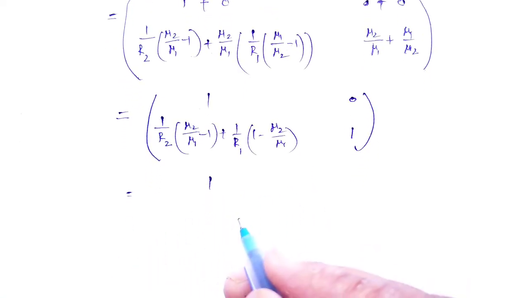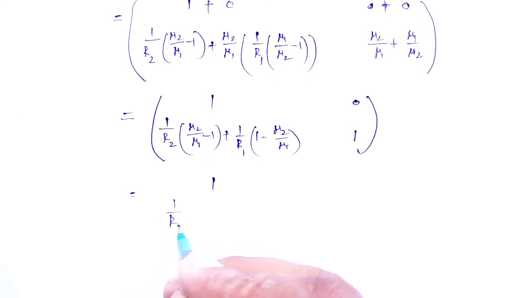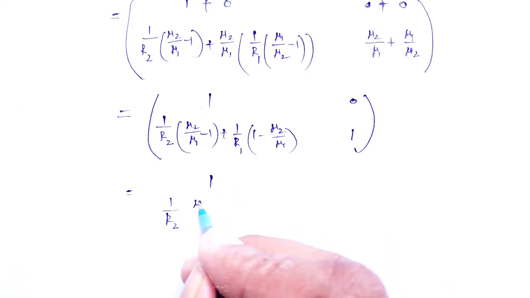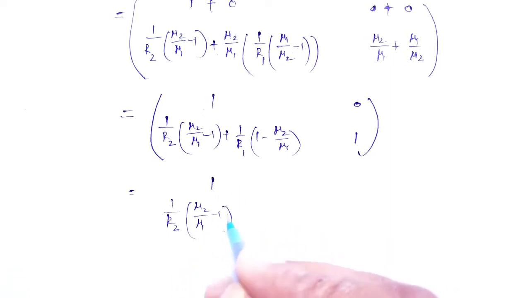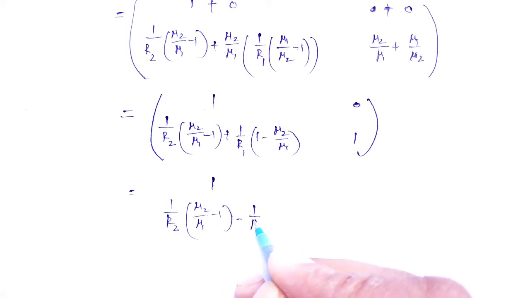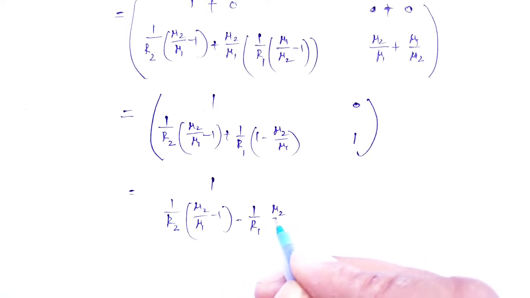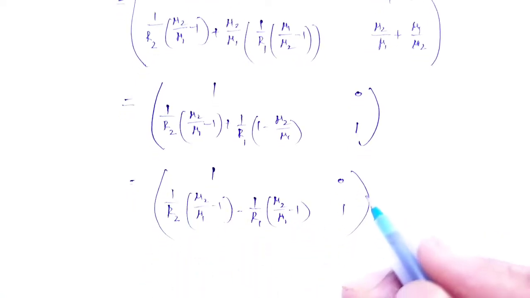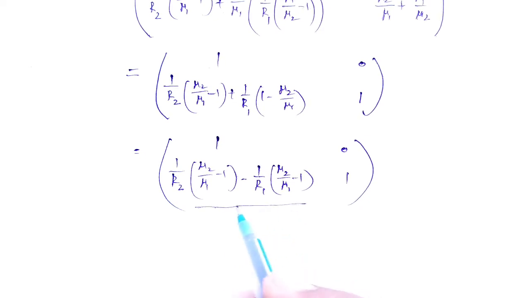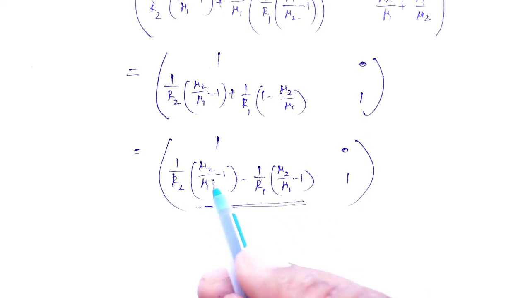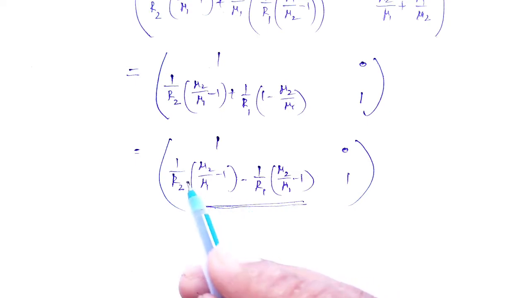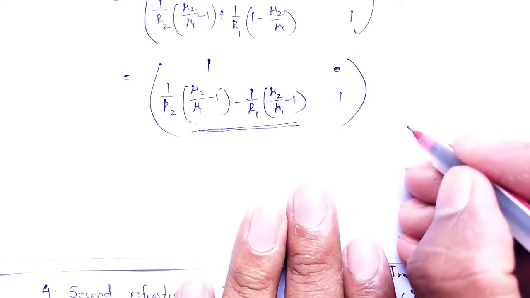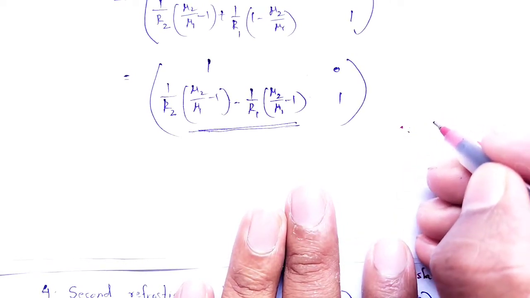Next, 1, that is 1 by R2, mu2 by mu1 minus 1. Here taking minus as common, so 1 by R1, here mu2 by mu1 minus 1, 0, 1. That factor, mu2 by mu1 minus 1, 1 by R2 minus 1 by R1, is known as the focal length.